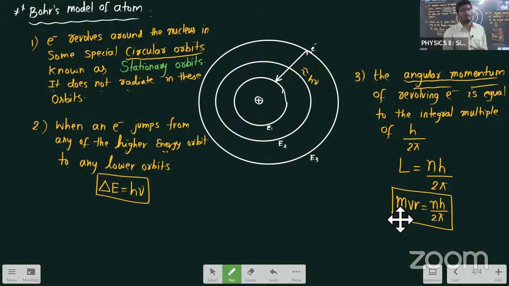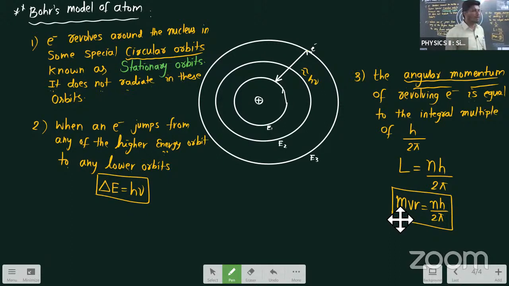You are supposed to draw this diagram. You are supposed to write down the first postulate. What is the first postulate? Electron revolves around the nucleus only in certain special orbits called stationary orbits. What is the specialty of that stationary orbit? Electron does not radiate any energy while revolving around those circular orbits.